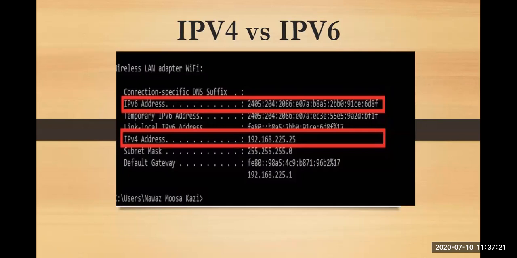Next, IPv4 binary bits are separated by dots. You can see in the example given over your screen that it is separated by dots. Whereas IPv6 binary bits are separated by colons. In the PPT, I have highlighted that. Your IPv4 binary bits are separated by dots, and your IPv6 binary bits are separated by colons.